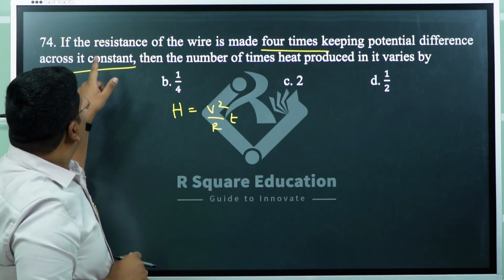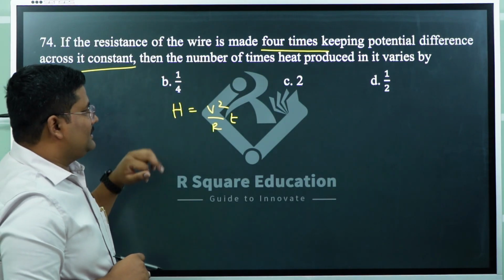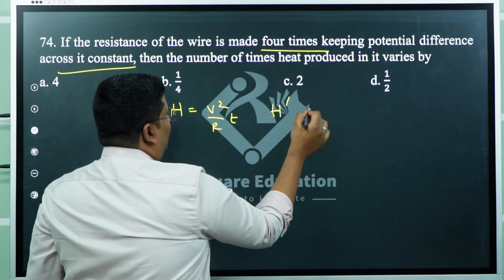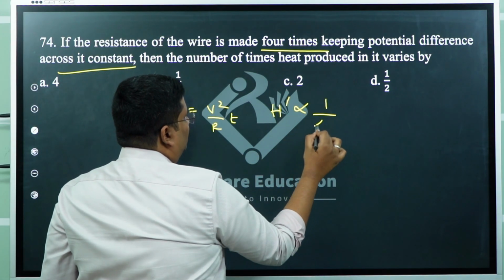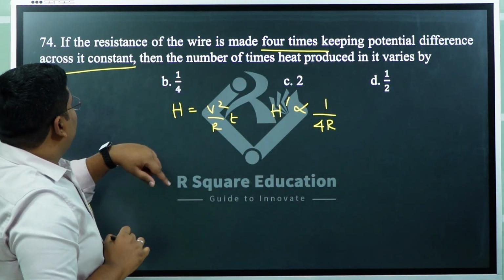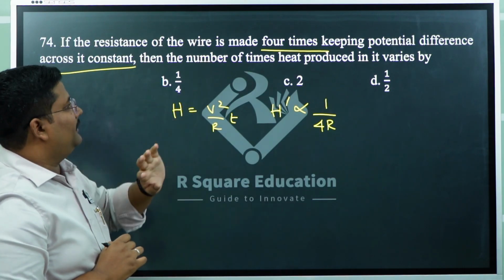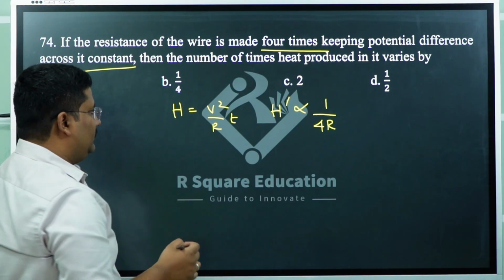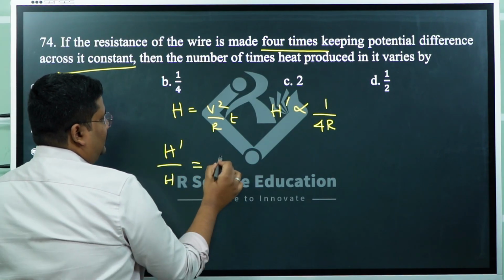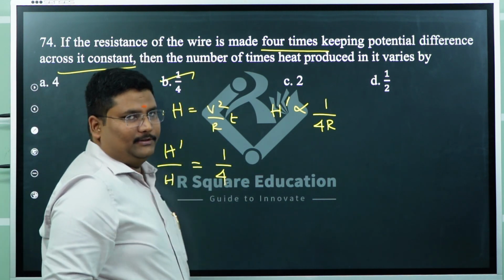And what happens here? If the resistance of the wire is made 4 times, which means H dash is going to be inversely proportional to 4 times R, right? Keeping potential difference across it constant, so it is not going to vary. Then the number of times the heat produced will be. So we know pretty well now. So H dash by H can be equated as 1 by 4. So it's going to be 1 by 4.